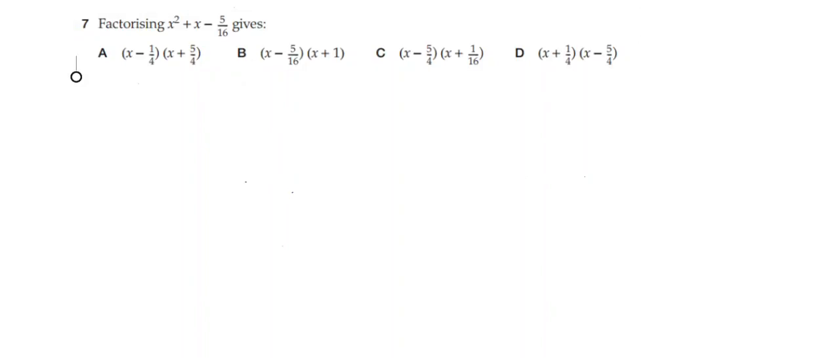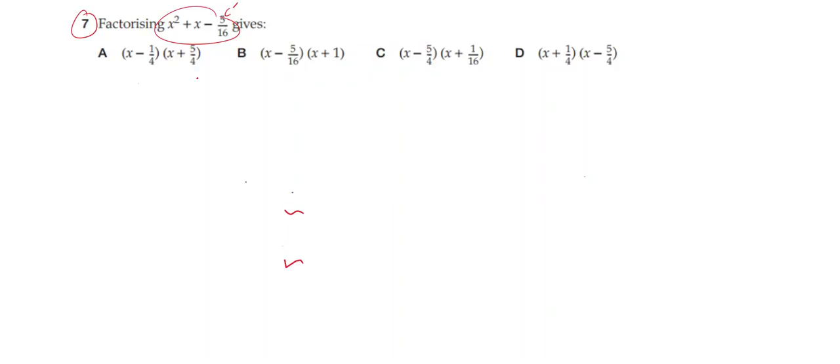This is for Year 10 Methods Pathways. We're going to look at question 7. It's a multiple choice question and it asks you what the factorization of this is. Now we know that this is not going to be a nice factorization because we've got a fraction at the end. So we're not going to attempt to use cross products because I don't know my fractions cross products.